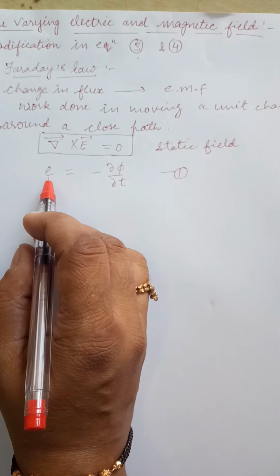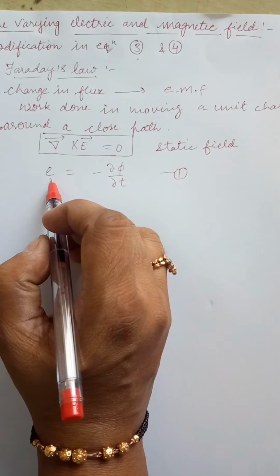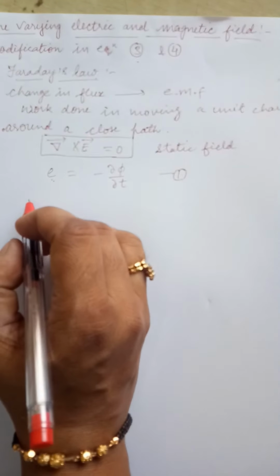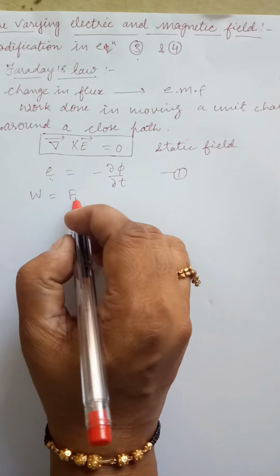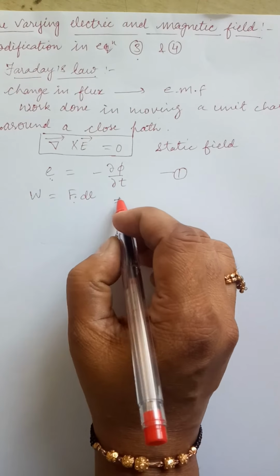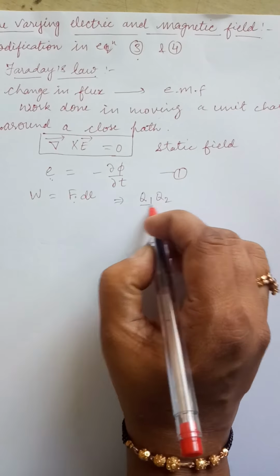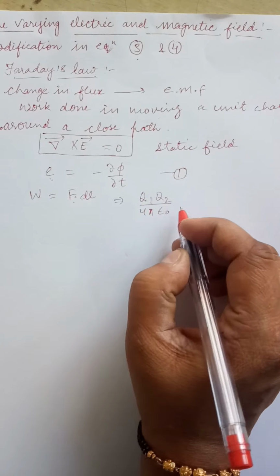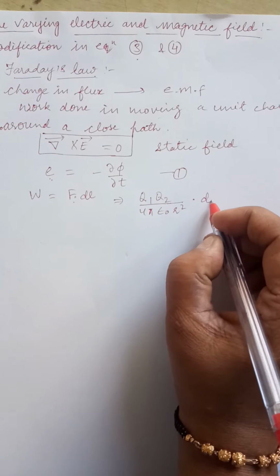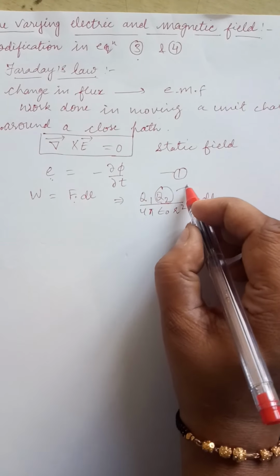I am defining the electromotive force by E. Okay. Now the electromotive force is the work done in moving a charge around a closed path. So the work done is given as F dot dl. You must have seen the force multiplied by the displacement. So we usually write it as Q1 Q2 over 4 pi epsilon naught r square, in terms of electric field if I am talking about. So dot dl.